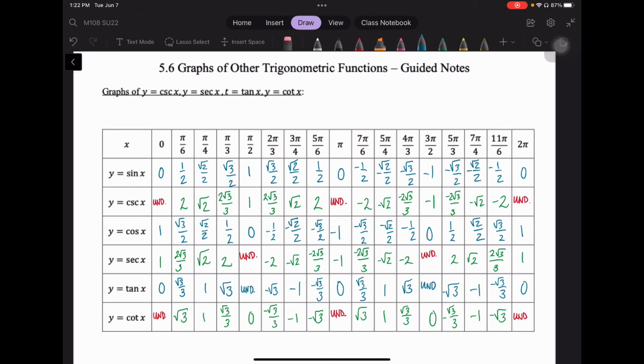Here is the chart completely filled out with these 6 trigonometric functions and their values from 0 to 2 pi. I've written in red undefined when we do 1 divided by 0. And that happens for cosecant at 0, pi, and 2 pi, as well as cotangent at 0, pi, and 2 pi. And then it happens for secant at pi over 2 and 3 pi over 2. Feel free to pause this video so that you can copy those values down.